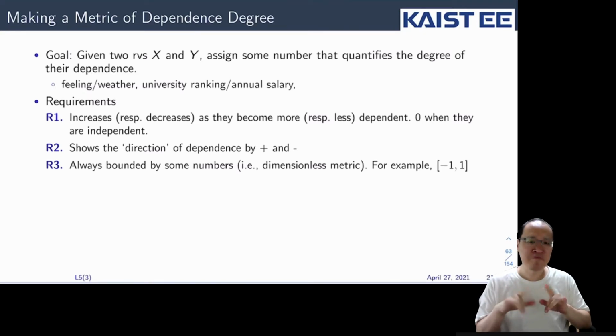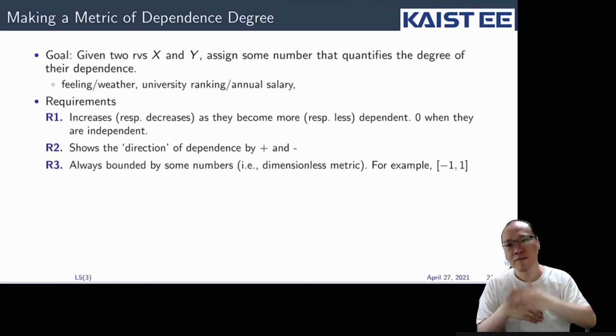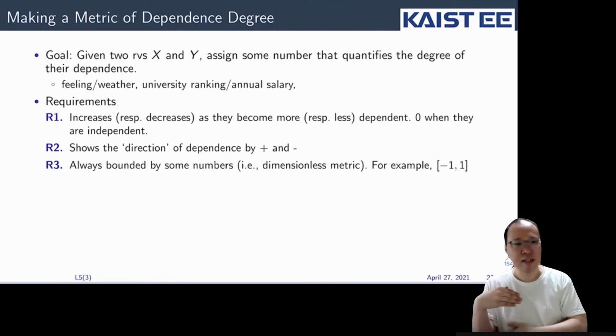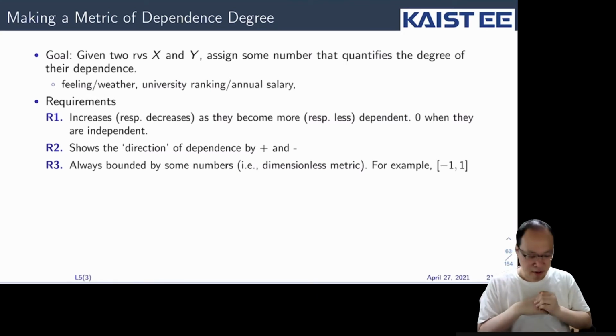Third requirement is that since we're talking about the dependence between the two random variables, and the random variables can represent anything that we're interested in, right? Which means that the random variables may have some dimension. That also means that the range of the random variables can be very diverse, sometimes between 10 and 1000, sometimes like minus 2000 to 100 and so on, okay?